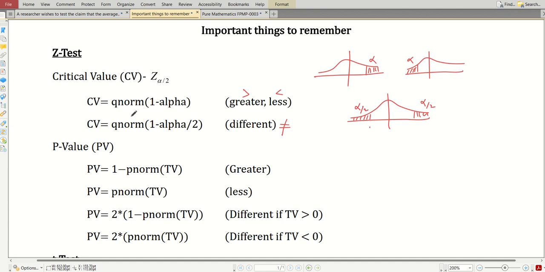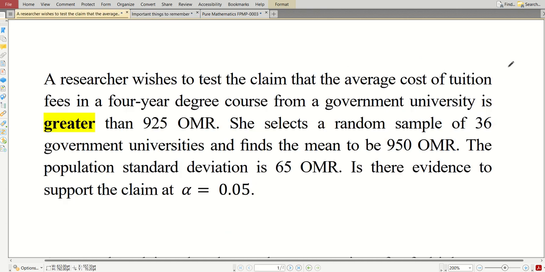According to the conditions, we need to use the formula for calculating the critical value. Critical value is the point from where the critical region, this shaded region, starts. So this point is called the critical value. We are checking the critical value using these formulae, and then we also calculate the p value, the probability value, and then we calculate the values. Let us discuss question number one.